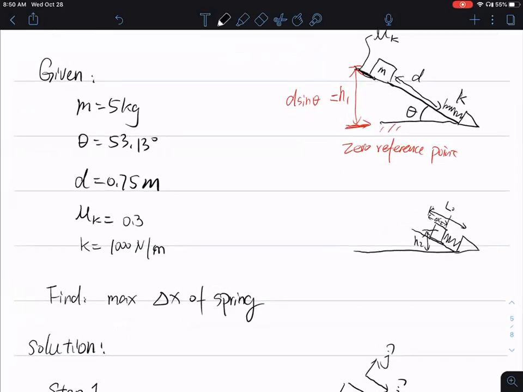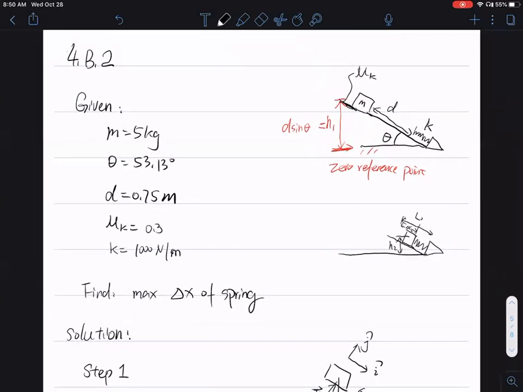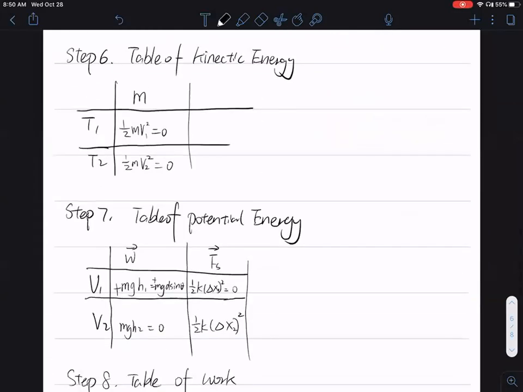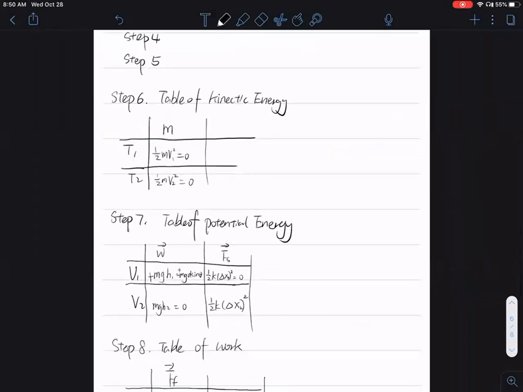Okay. All right, but this is how we use 9 steps to set up problems. Make sure the tables are very important. Make sure you have all the tables in your homework and in your future exams. Okay, any questions? That's all for today.